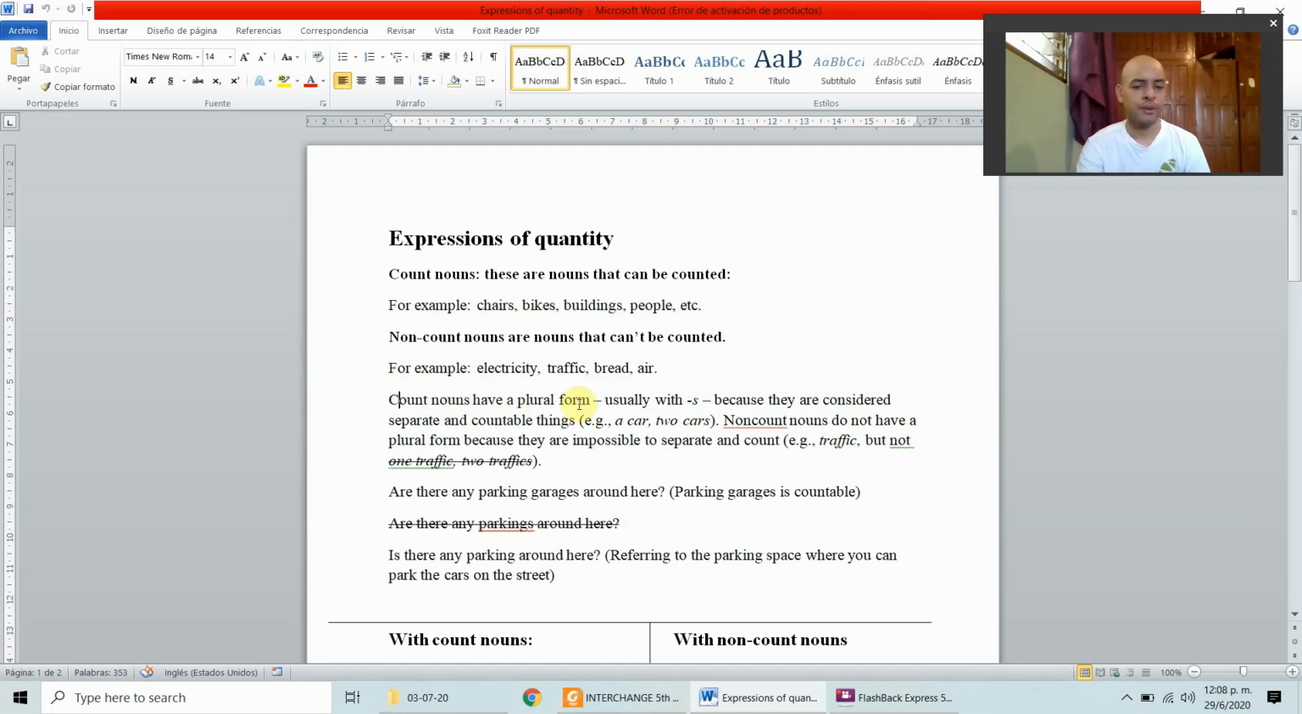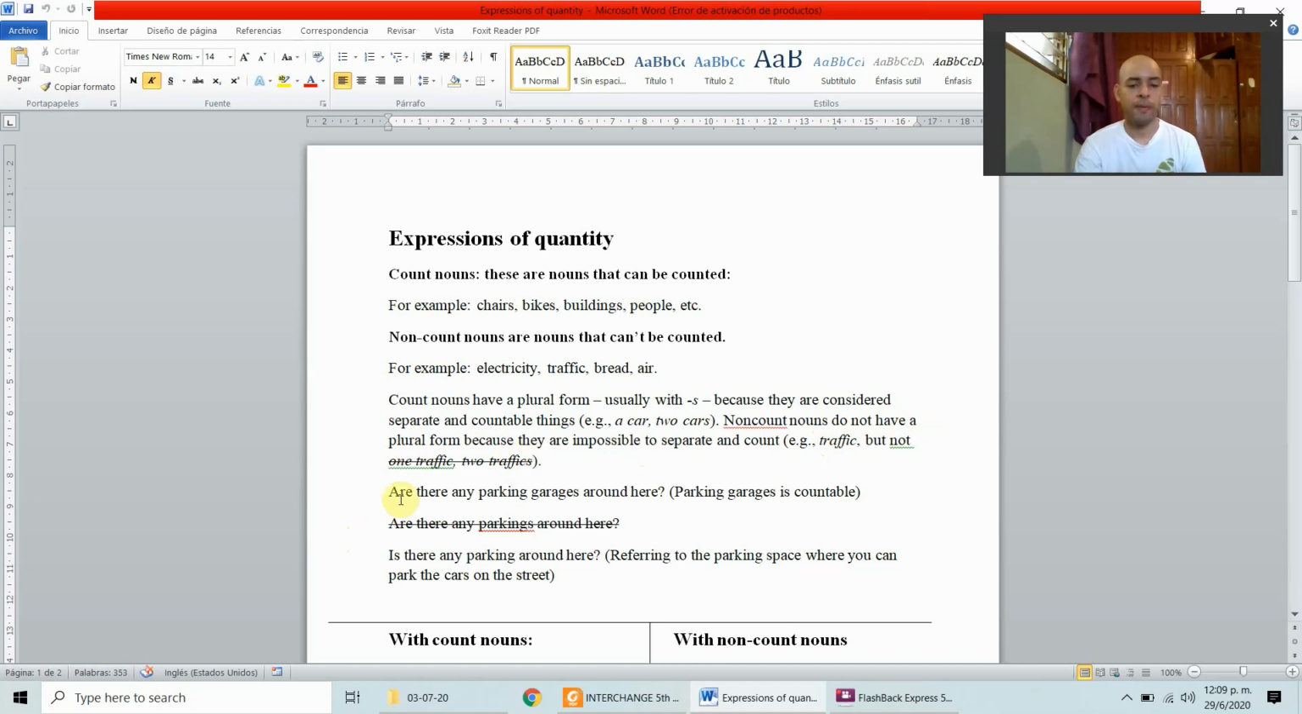Count nouns have a plural form, usually with s, because they are considered separate and countable. For example, a car, two cars. On the other hand, non-count nouns do not have a plural form because they are impossible to separate and count. For example, traffic. You can say traffic, but you cannot say one traffic, two traffics. Imagine, oh, there are two traffics on that street. That cannot be done.